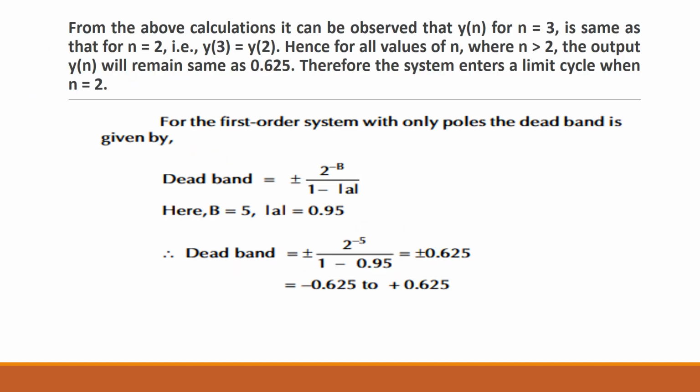Next we are going to calculate the deadband. From the above calculation, it is clear that for n is equal to 3, our output is constant. The value is 0.625. So the system enters into limit cycle when n is equal to 2, right? The deadband formula is plus or minus 2 power minus b divided by 1 minus modulus of a. We know b is equal to 5 and modulus of a is 0.95. When we apply these values, we'll get plus or minus 0.625. So our deadband range is minus 0.625 to plus 0.625. So this is the zero input limit cycle oscillation behavior.